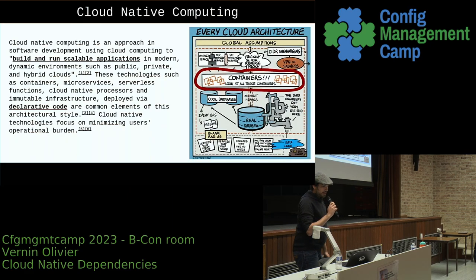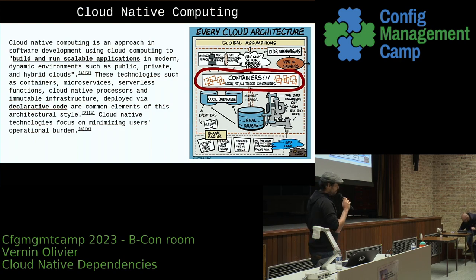So first, let's come back to cloud-native computing. I was wondering what's the definition of cloud-native computing, so I went to Wikipedia. Basically what it says is cloud-native computing is an approach in software development using cloud computing to build and run scalable applications in a modern dynamic environment such as public, private, and hybrid cloud. Technologies such as containers, microservices, serverless functions, cloud-native processors, and immutable infrastructure deployed via declarative code are common elements of this architectural style. Cloud-native focuses on minimizing user operation.